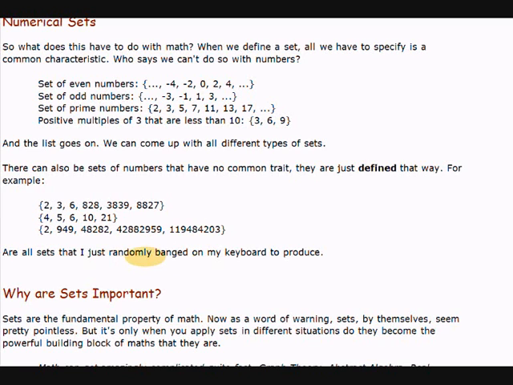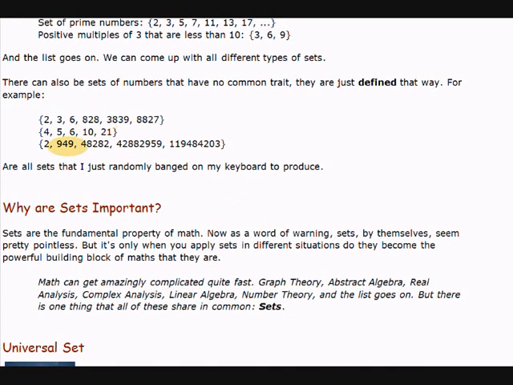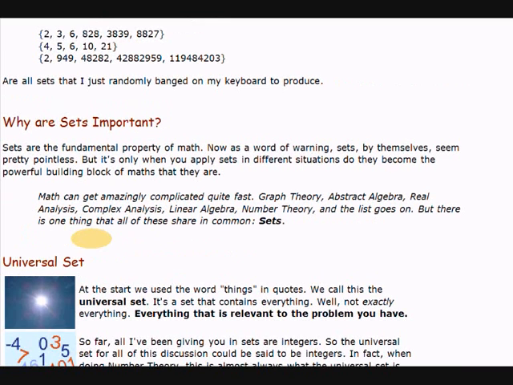Okay, why are sets important? Sets are a fundamental property of math. Word of warning: sets by themselves seem pretty pointless. A set has no point on its own. Only when you apply sets in different situations do they become the powerful building block of maths.